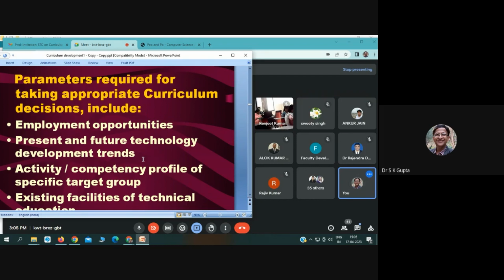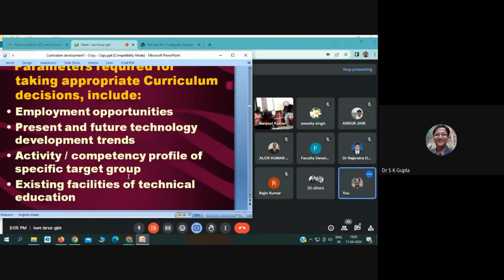After we have ascertained that yes, it will have sufficient employment opportunities, and this is the present technology requirement, and this is the future technology requirement, then we go to the activity or competency profile of the specific target group. Means what will be the activities that these students will be doing in the industry. Suppose I am a student of civil engineering, when I pass out from my program, what will be the activities which I will be performing in the industry?